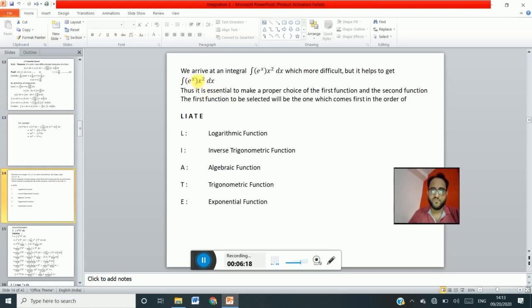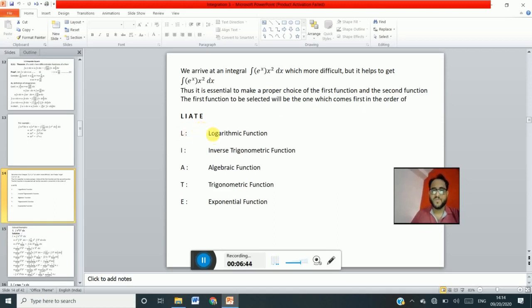So see, we arrive at an integral of, for example, e to the power x into x square dx, which is more difficult. Thus, it is essential to make a proper choice of the first function and the second function. The first function to be selected will be the one which comes first in the order of LIATE.